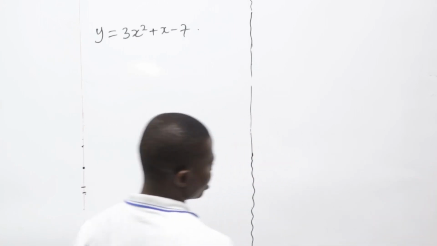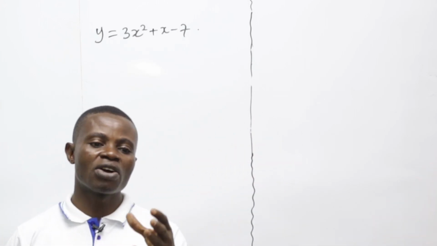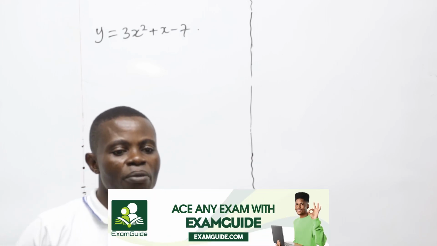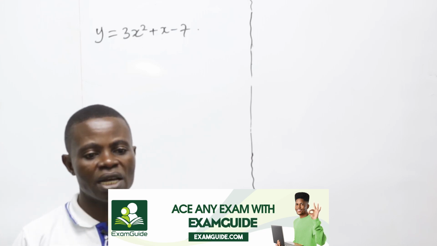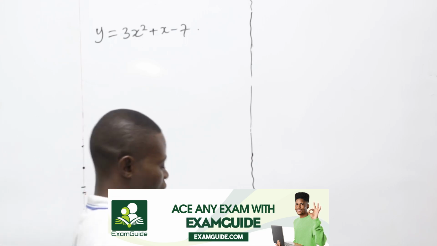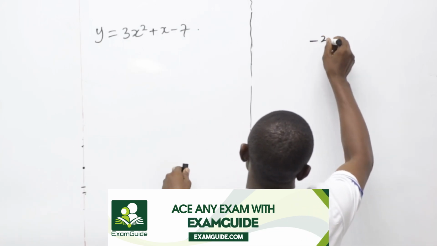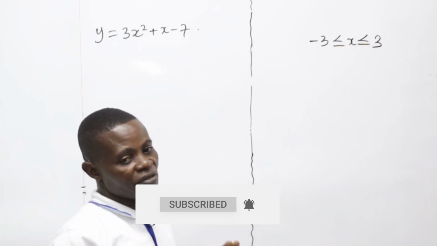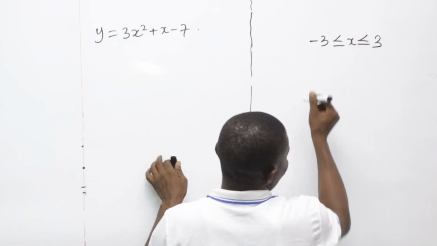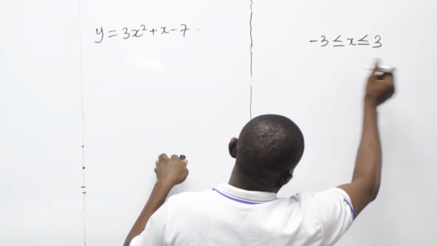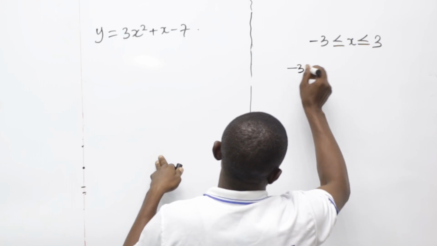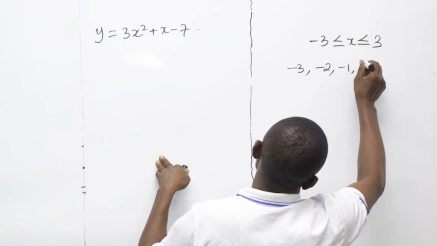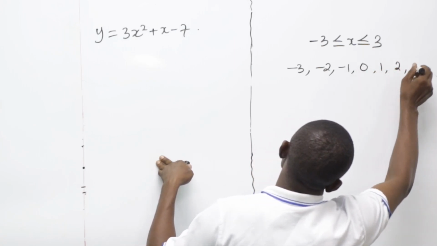For WAEC, they will give you table. But for NECO exam, table will not be given to you. They will tell you the range of values of x starting from -3, less than or equal to x, less than or equal to 3. That's what NECO will tell you. No table will be given to you. You are the one to assign it, by knowing from your knowledge in inequality, -3 must be there, -2 must be there, -1, 0, 1, 2, 3.